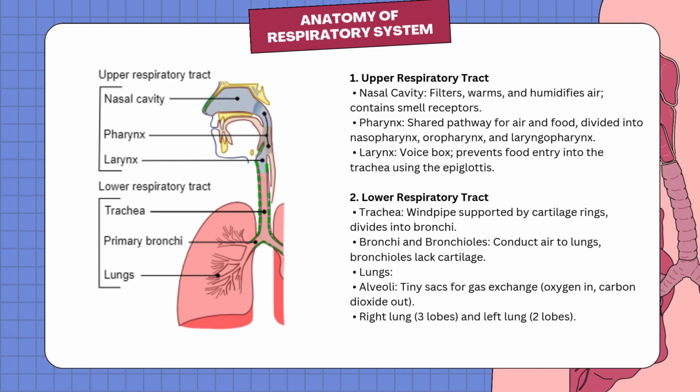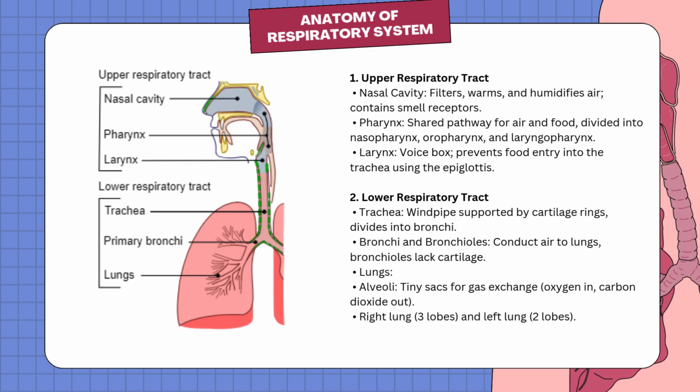The lungs contain the alveoli, and there are right and left lungs. The alveoli are tiny sacs for gas exchange, where the oxygen goes in and the carbon dioxide goes out. The right lung has 3 lobes, and the left lung has 2 lobes.